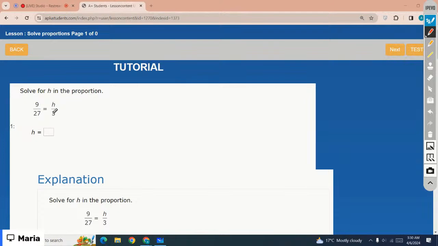Simply cross multiply, right? Multiply 3 on the other side. So that would be 9 times 3 over 27, right? 9 times 3 is 27 over 27. So h equals 1, right? The correct option is h equals 1.